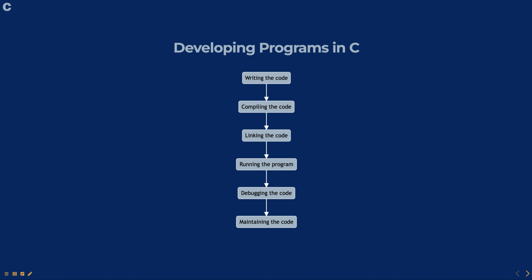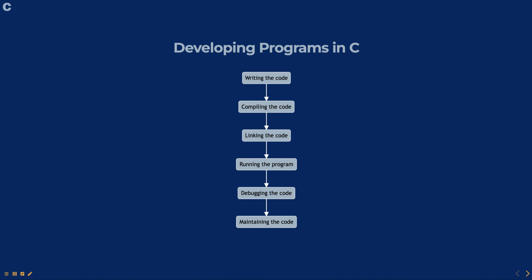Debugging the code. As you develop a program, it is common to encounter bugs or errors. Debugging is the process of finding and fixing these errors. There are several tools available for debugging C programs, such as GDB or the Visual Studio Debugger.